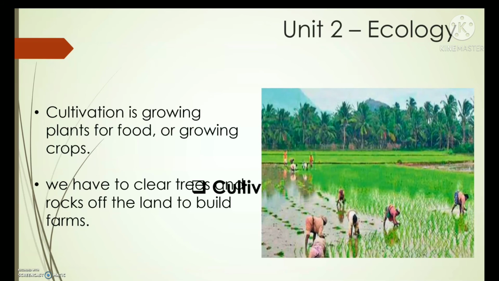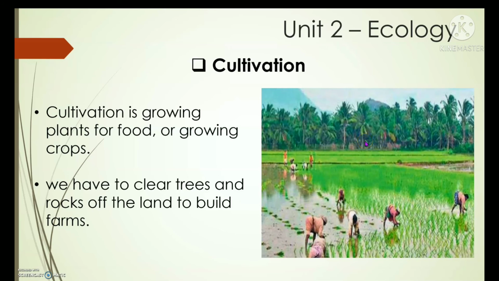Next, cultivation. Everybody, cultivation. Cultivation is growing plants for food or growing crops. We have to clear trees and rocks off the land to build farms. Okay, we are on a farm and we are farming, okay, to get more food.